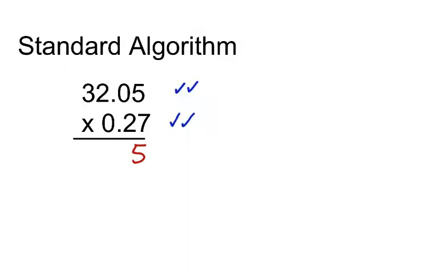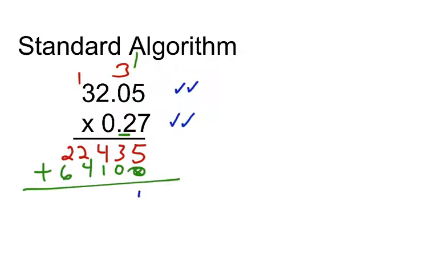5 times 7, 35. 7 times 0 plus 3 is 3. 7 times 2 is 14, carry the 1. And 7 times 3 is 21, plus 1 is 22. Then I'm going to hold my spot with a 0 or an X when I multiply my tenths place. So then I have 2 times 5, which is 10. 2 times 0 plus 1, 1. 2 times 2 is 4, and 2 times 3 is 6. Now I can add my results together. 5, 3, 5, 6, and 8.